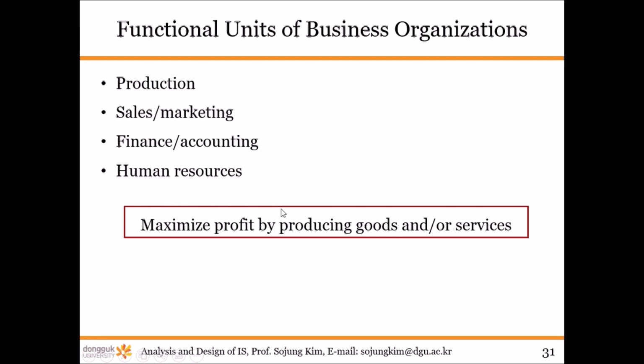A business organization usually includes production, sales, marketing, finance, accounting, and human resources, right? In the previous slide, I briefly mentioned these things, but yes, we have four categories. And here, the organization wants to maximize profit by producing goods and services.